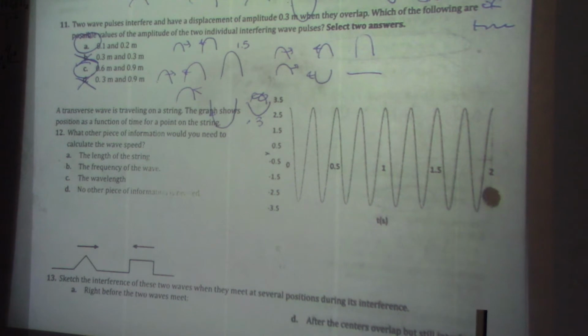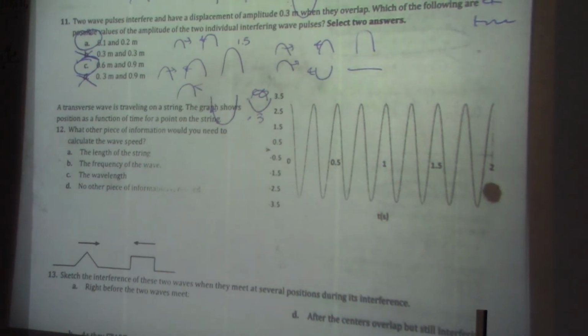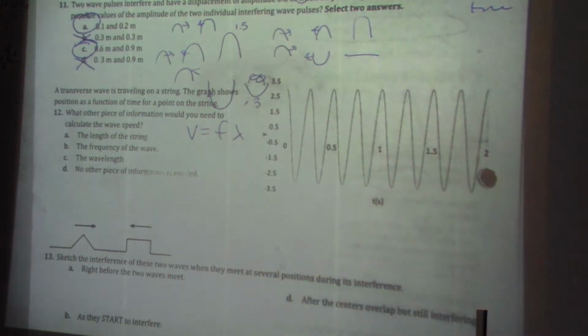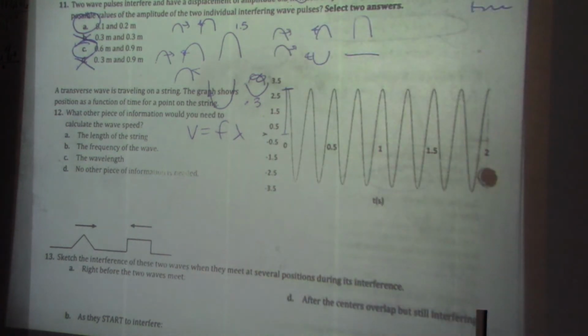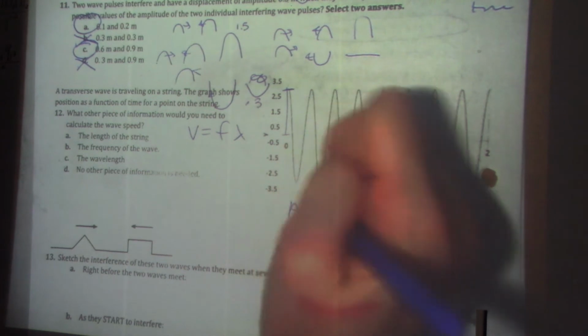Number 12, we got the transverse wave traveling on a string. The graph shows the position as a function of time for a point on the string. What other piece of information would you need in order to calculate the wave speed? So let's think about wave speed: v equals f times wavelength. From this graph, I can get the amplitude, the maximum displacement of this point. So I know the amplitude is 3.